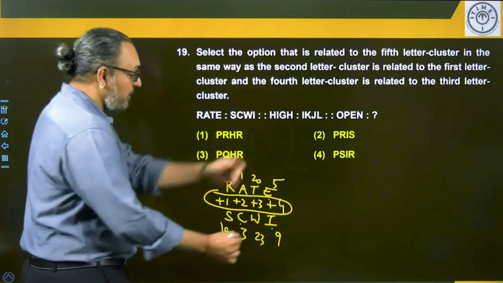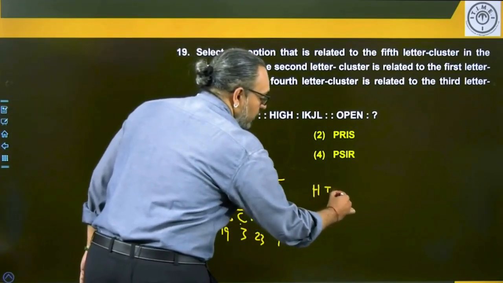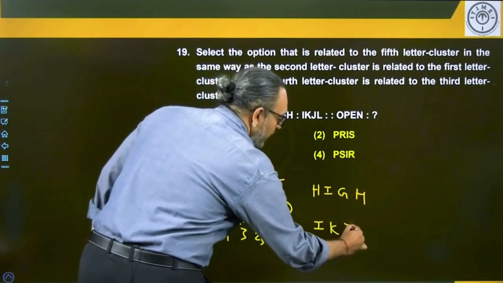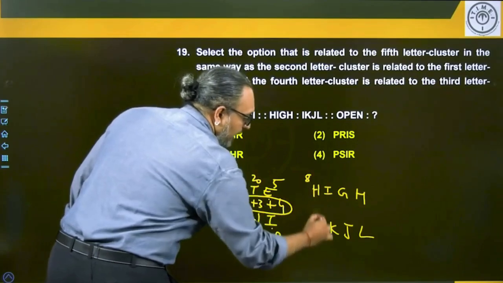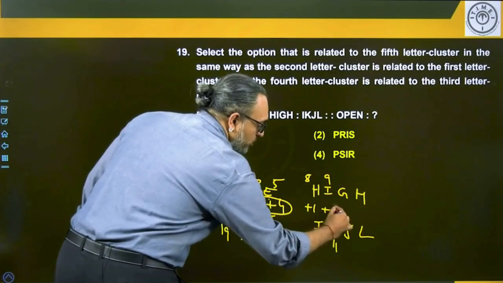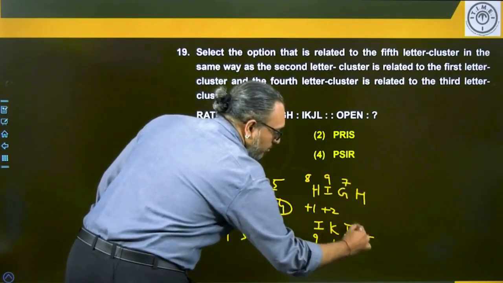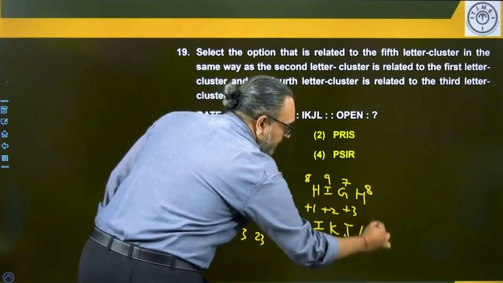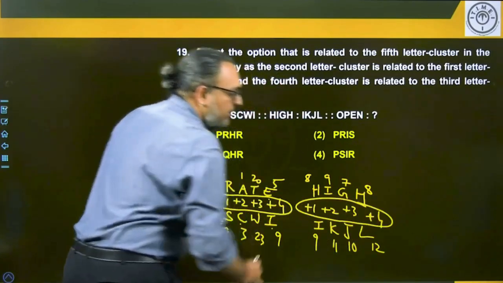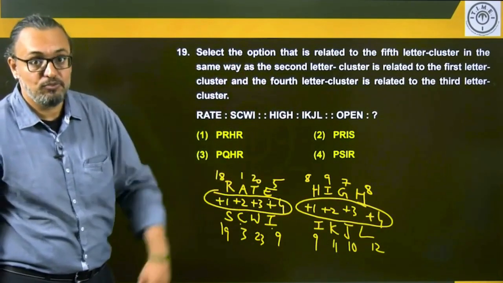Is that same logic repeated here? Let us check. We have H, I, G, H and I, K, J, L. So let's see, we have 8 and 9, plus 1 is happening. 9 and 11, plus 2 is happening. 7 and 10, plus 3 is happening. 8 and 12, plus 4 is happening. So it's the same logic that is repeated, plus 1, plus 2, plus 3, plus 4, correct.